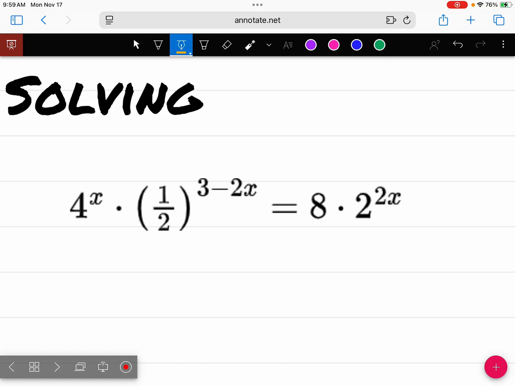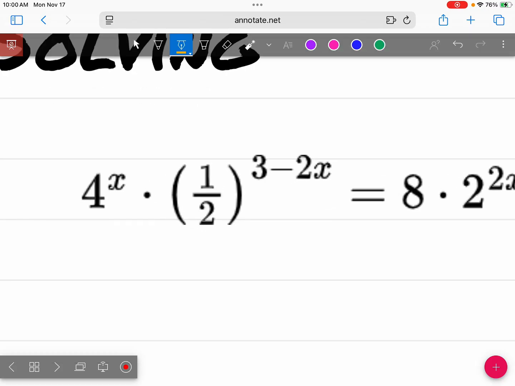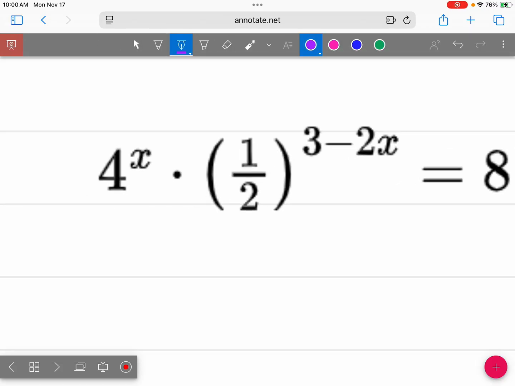What should we do? How in the world are we going to approach this? All of these can have a base of 2. I need them all to have the same base. We do not have tools for doing this without the same base. So between a 4, a 1/2, an 8, and a 2, those are all multiples of 2. I can work with that. So we need to switch everybody to have a base of 2.